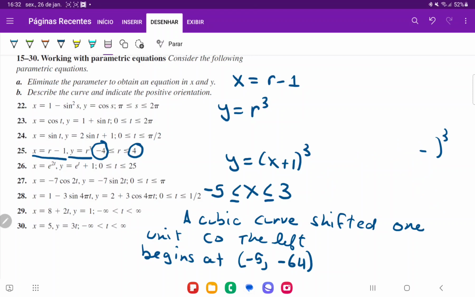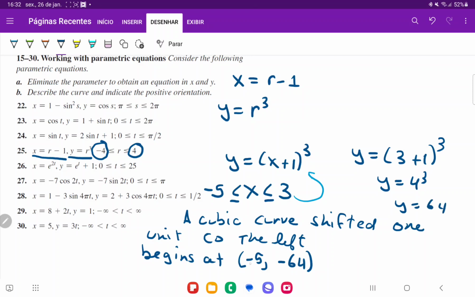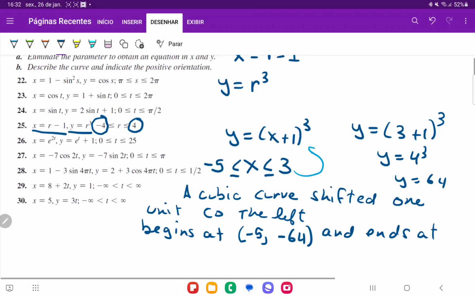So we plugged in the lower boundary of x, and now we're going to plug in the upper boundary of x. So for the upper boundary of x, we plug in 3 here. y is going to be equal to (3 plus 1) cubed, which is 4 cubed, which is 64. So it begins at the point (-5, -64), which is the first x boundary, and ends at (3, 64), where 3 is the upper boundary of x. So that is it for problem 25.